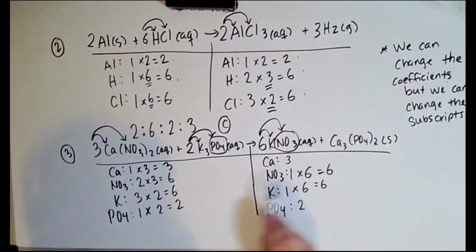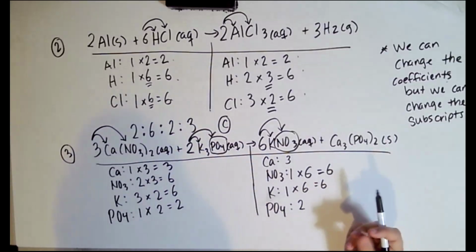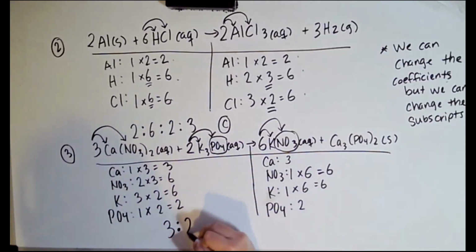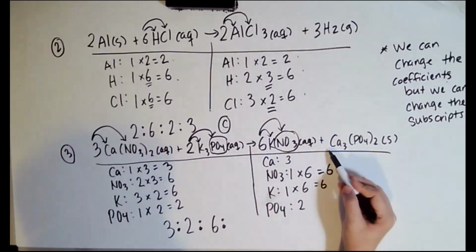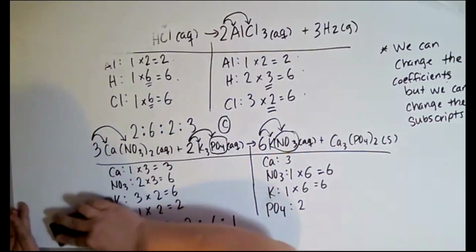And I see that all of my atoms on both sides of my equation match here. So that means my balancing is correct. And the combination of my coefficients here is going to be 3, 2, 6, and this is going to be a 1. When there's no number in front of your compound, you can assume that that coefficient is going to be a 1. Okay, so those are some examples of our balancing.